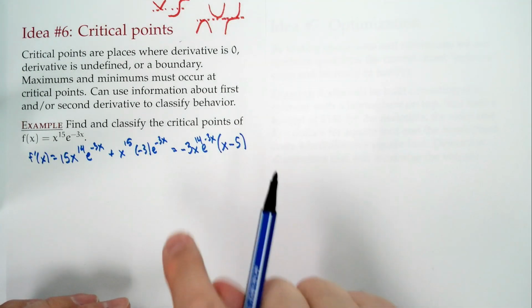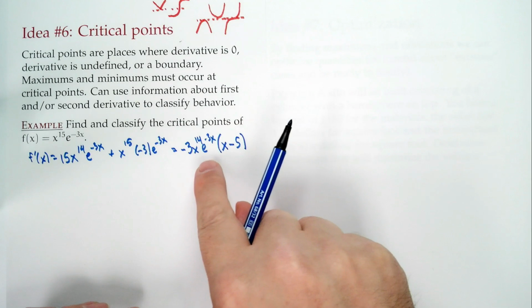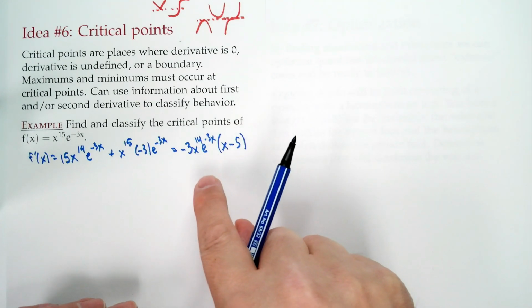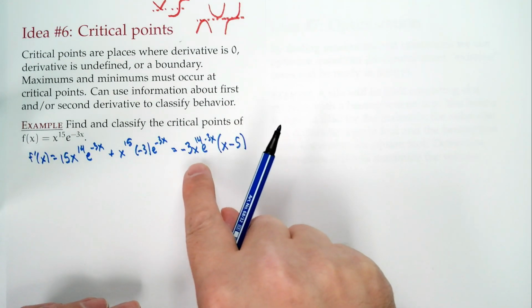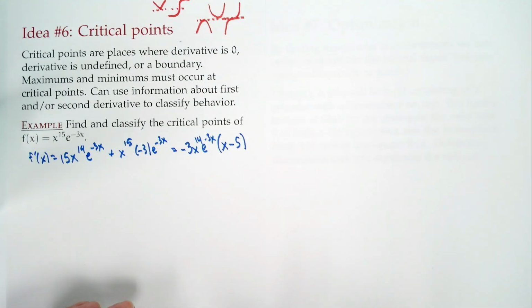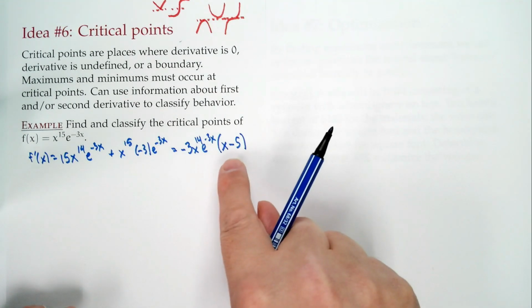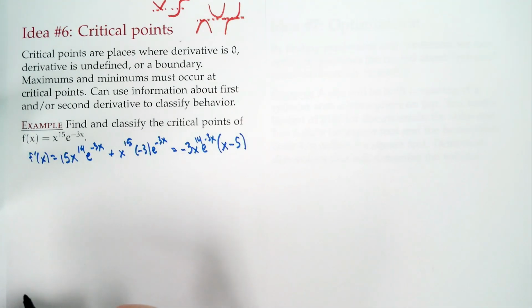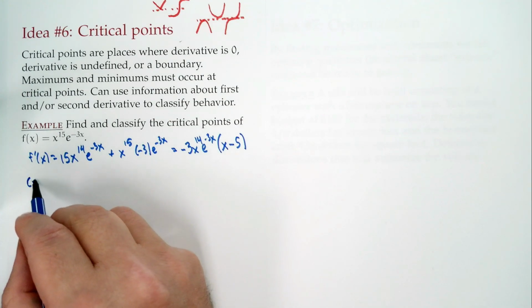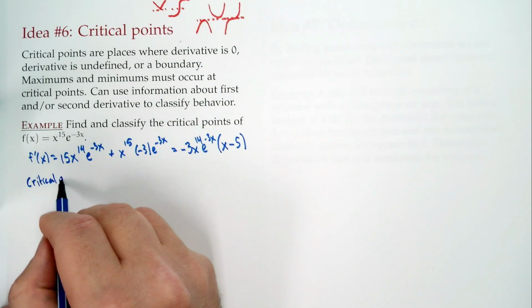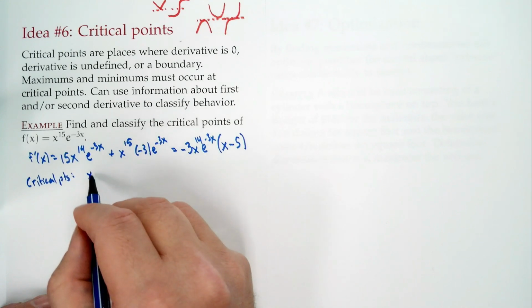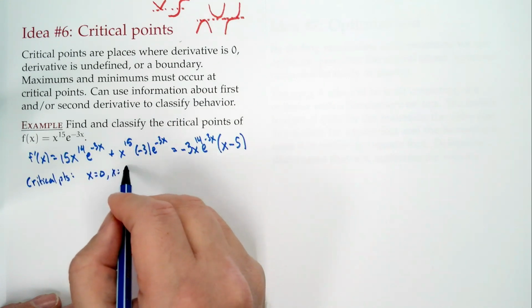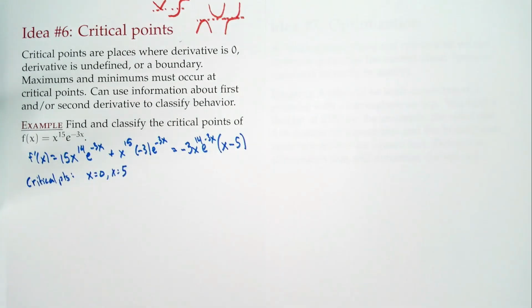Well, when is it 0? Well, e to the negative 3x is never 0. Good fact about the exponential function. X to the 14th, well, that's 0 at x equals 0. And x minus 5 is 0 at x equals 5. So the critical points are going to happen at x equals 0 and x equals 5. Okay, so those are places where we might have a max or a min.